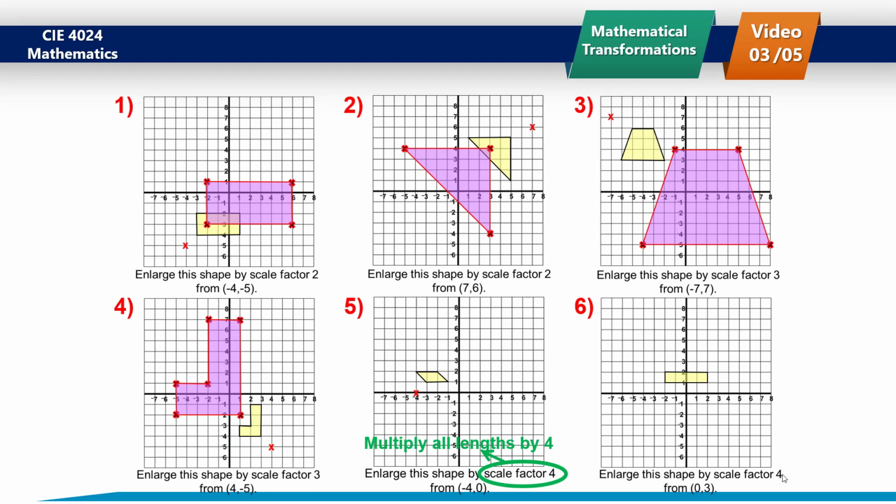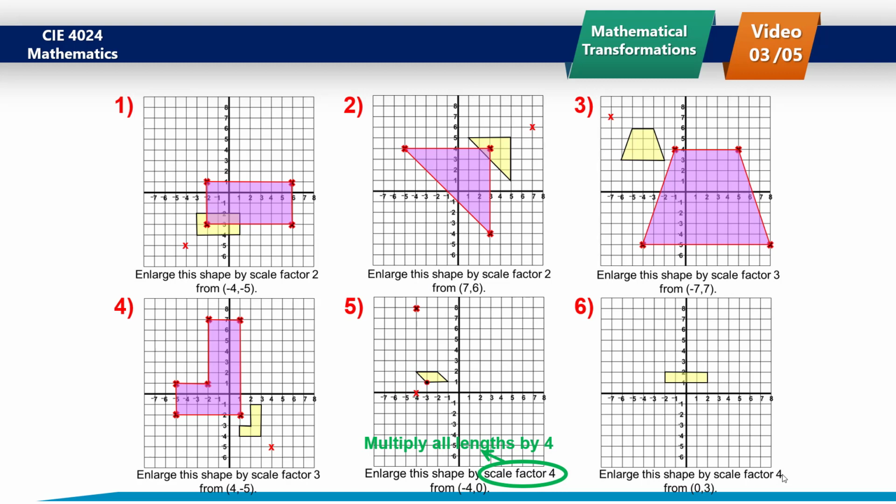Same with the next question, as the center of enlargement is -4 and 0, that means this point is where I have marked X. This point is the center of enlargement, and if we take the first vertex, it's 2 units upward. If I multiply that by 4, it will be 8. So the new point, the scaled image vertex, should be 8 units upward from the center of enlargement.